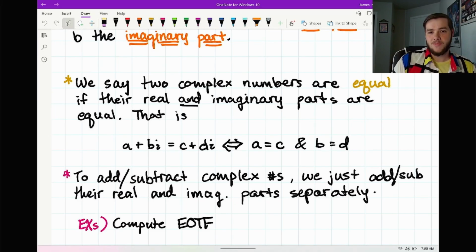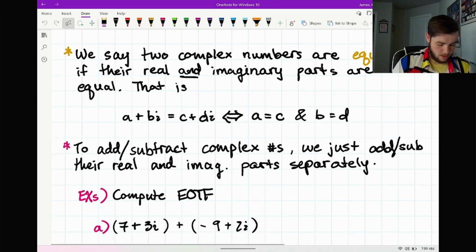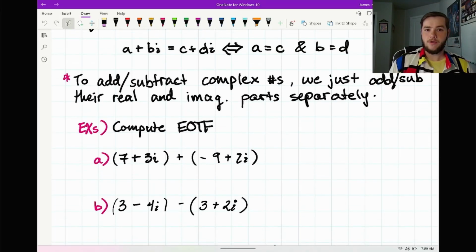Again, complex numbers have the form a plus bi, where I've got a real number plus a real number times i. And two complex numbers are equal if their real and imaginary parts are the same. So that is, a plus bi is equal to c plus di if a and c are the same, and b and d are the same. To add or subtract these complex numbers, we just add or subtract their real and imaginary parts separately, almost treating i like a variable. So let's compute each of the following, and we're going to do the first one together.